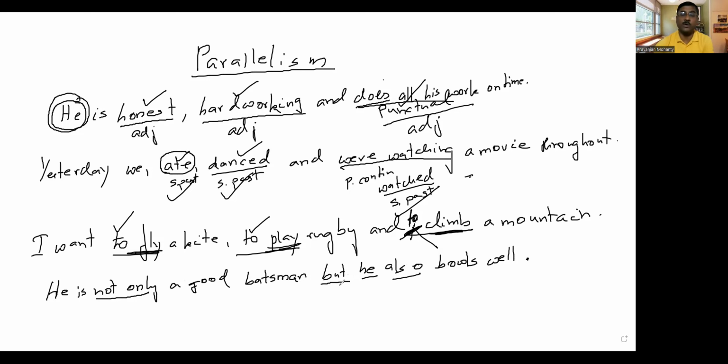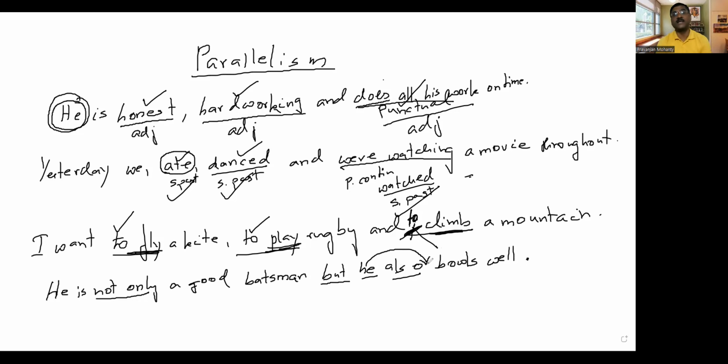So he's not only a good batsman, but also he bowls well. Then only the sentence will be parallel: not only a good batsman, but also a good bowler. If I'm writing a good batsman after not only, then I'll write but also a good bowler. Then only the sentence structure is parallel.